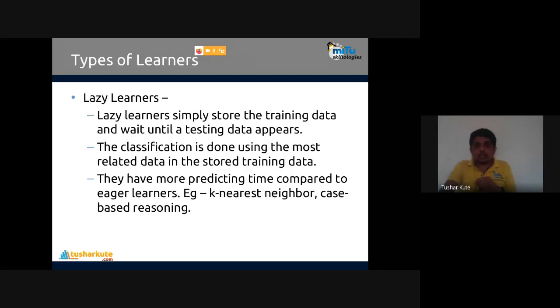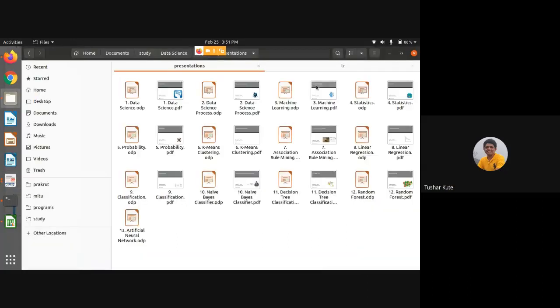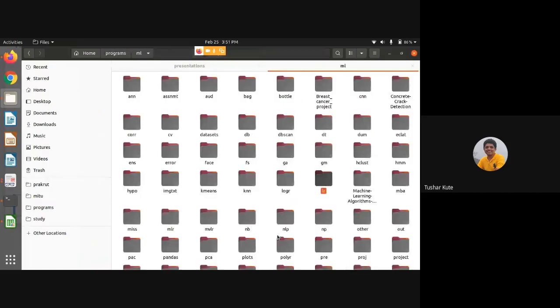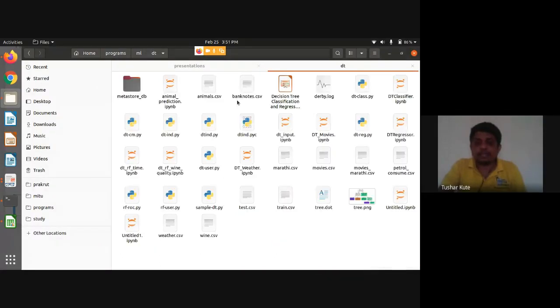Now, there are two different kinds of learners. Before proceeding with that, I'll show a few of the data sets that come under the classification category. For example, I have a data set with input and output variables. Let's see this one.